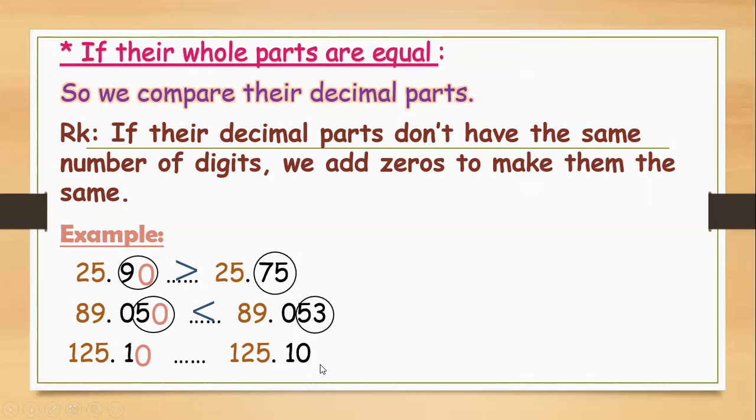They should have the same number of digits in the decimal part. So now we have 10 and 10, they are equal. So these two numbers are equal.